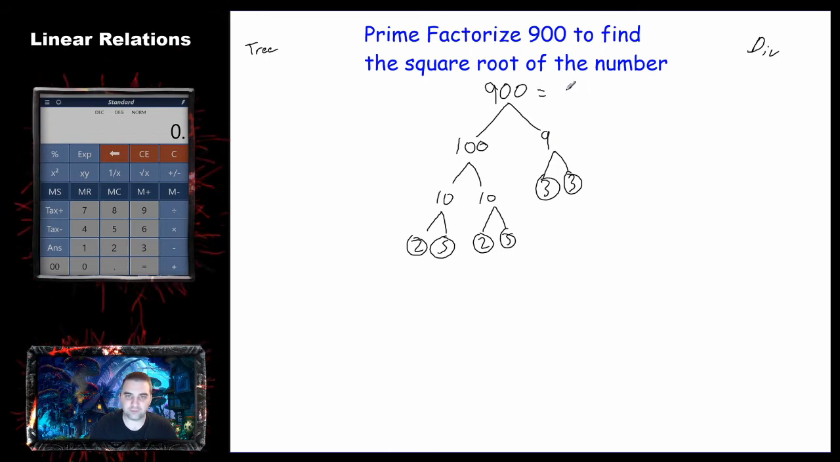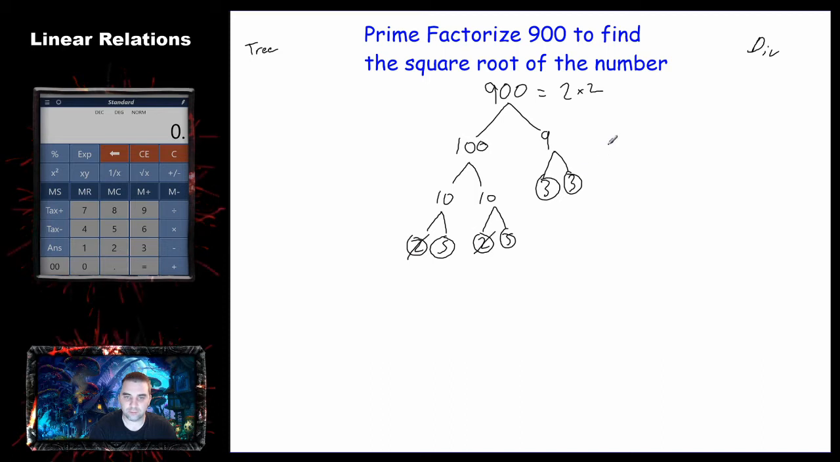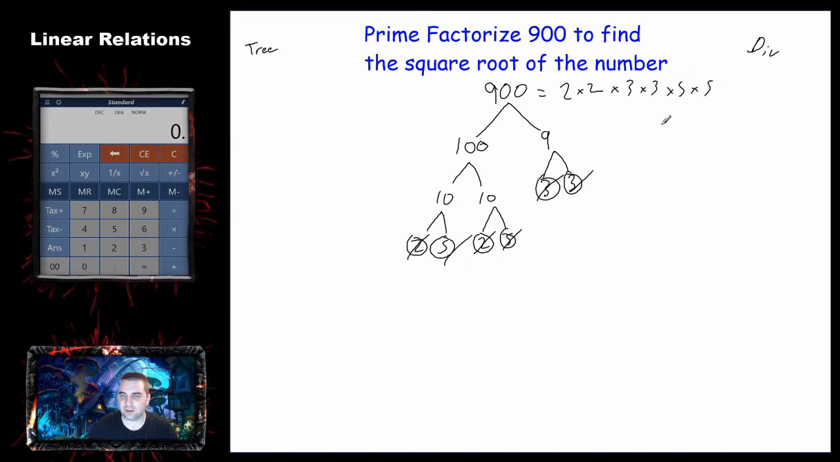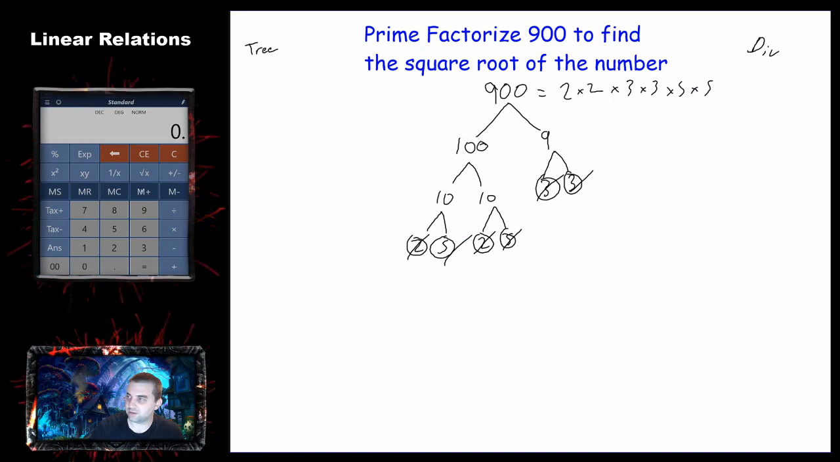So my 900 is actually equal to 2 times 2 times 3 times 3 times 5 times 5. And let me just confirm that here on the calculator in case you don't believe me. 2 times 2 times 3 times 3 times 5 times 5 gives me 900. Okay.